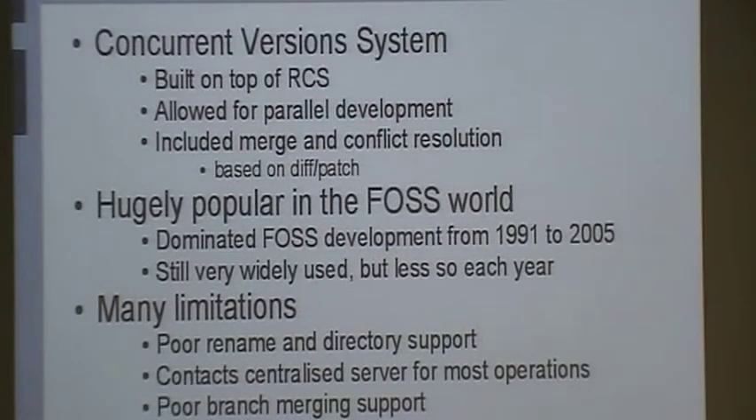After that, the one that dominated in free software for a very long time was called CVS, which was based on the RCS system, and it's called Concurrent Versions System. It's built on top of RCS. It allowed for parallel development. That was the big step forward. So 2 people could be editing the same file at the same time, and they could both then make contributions back, and it would try to merge the results to produce something sensible. Okay? So it included merge and conflict resolution.